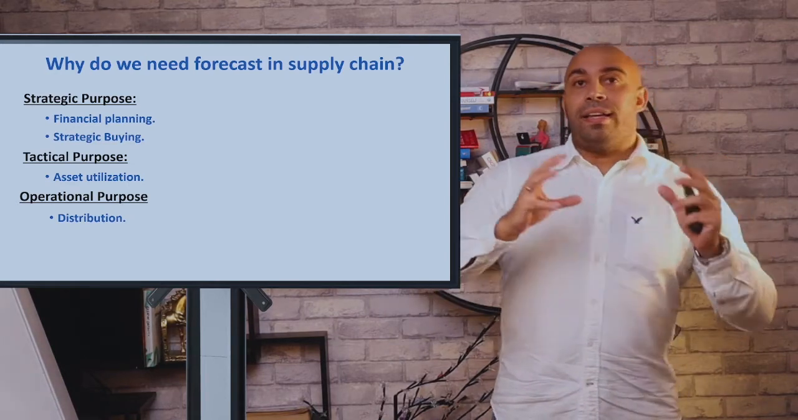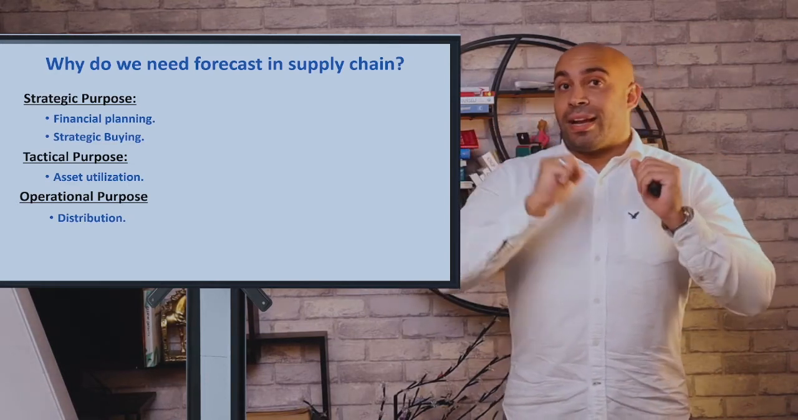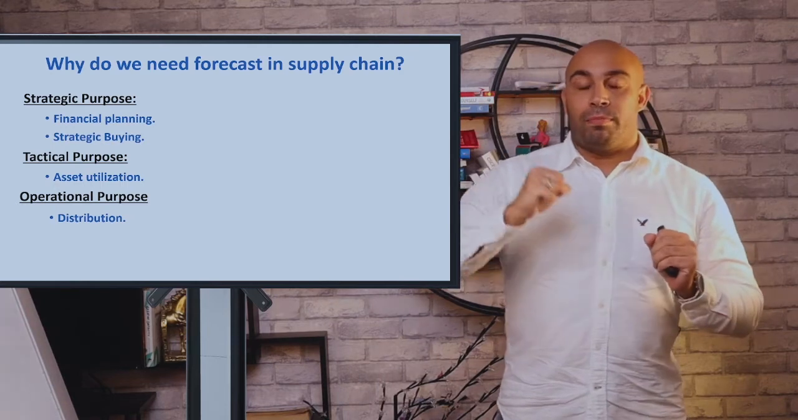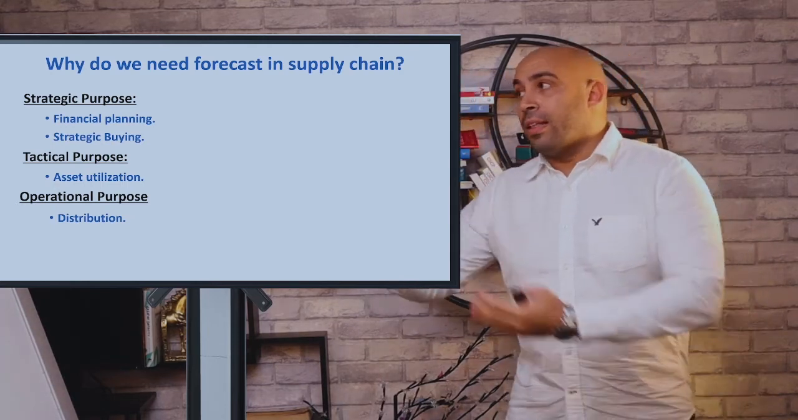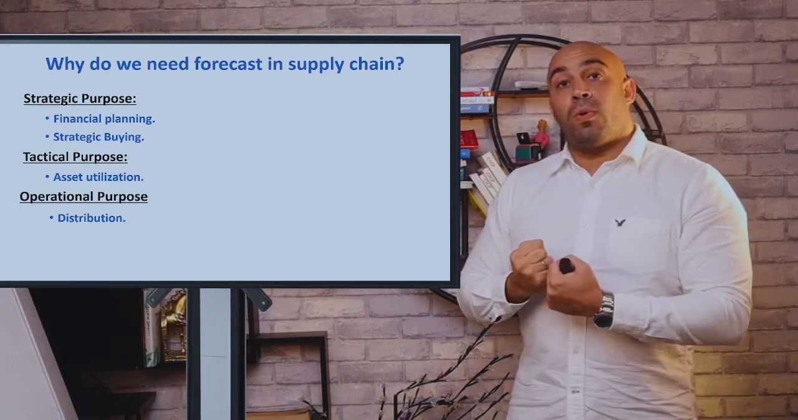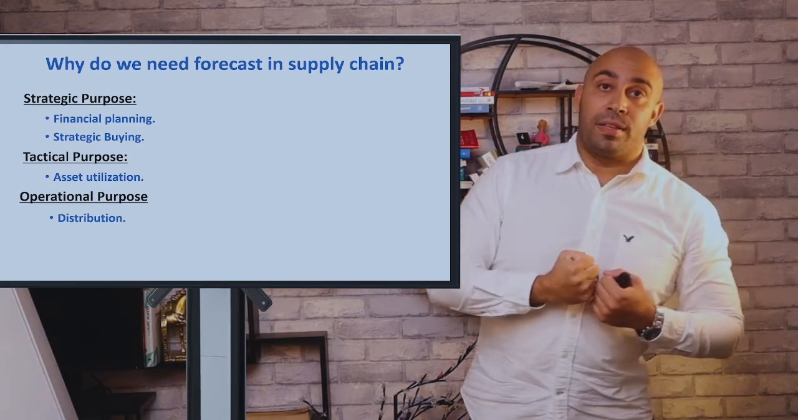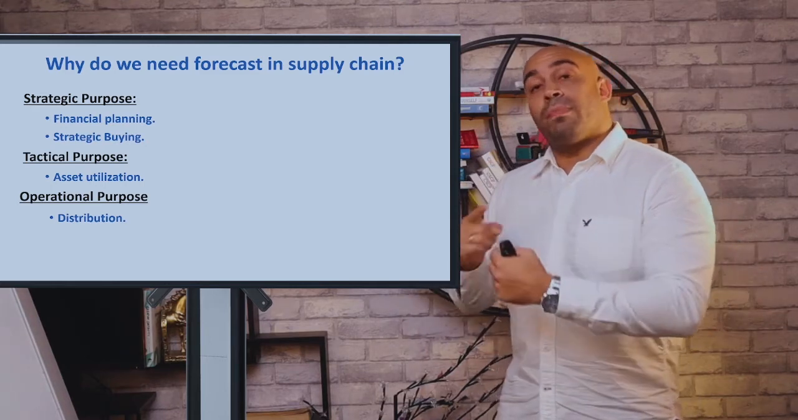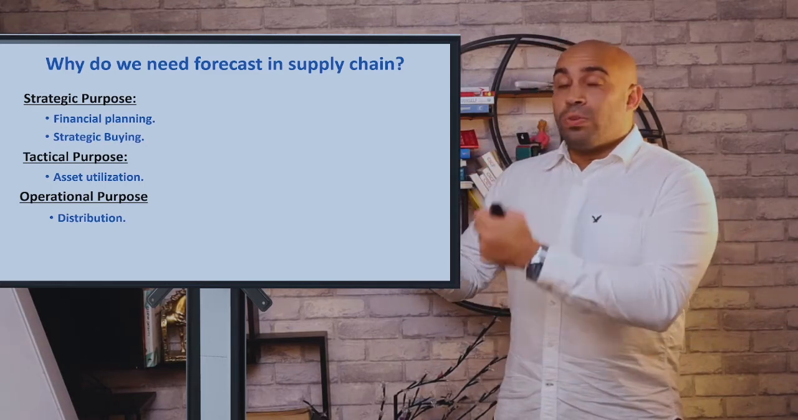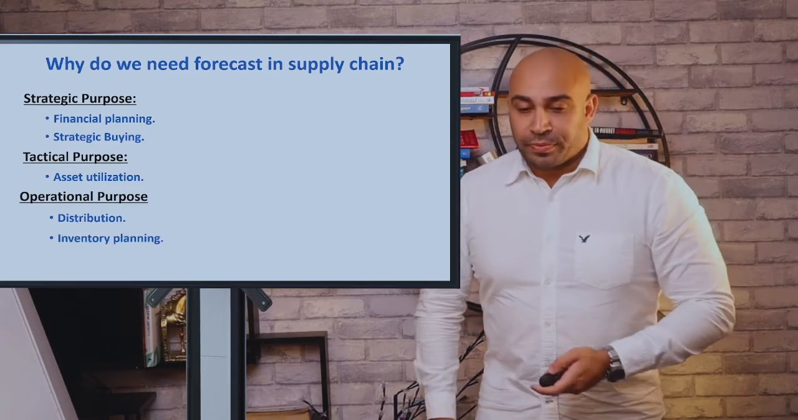Without this forecast, I cannot run my DRP, the deployment replenishment planning. Without seeing the forecast at each DC, I will not be able to have the net requirements that will come at the CDC. So distribution is one of the operational purposes that we have in supply chain to use the forecast on a daily basis.